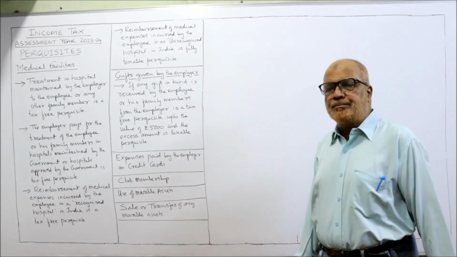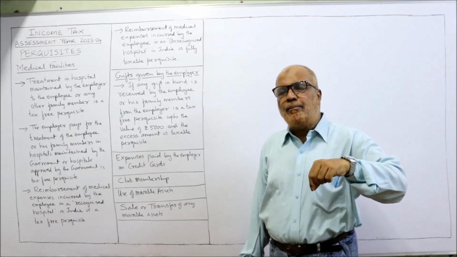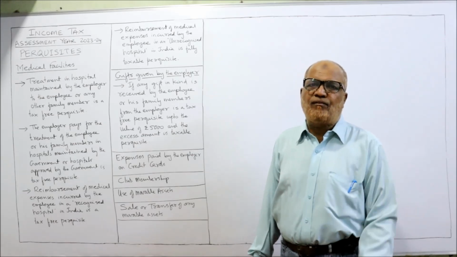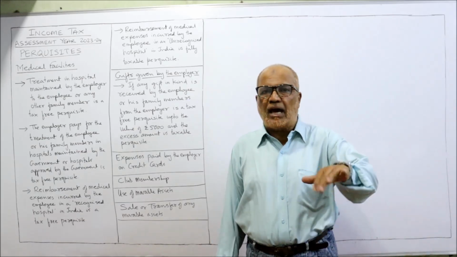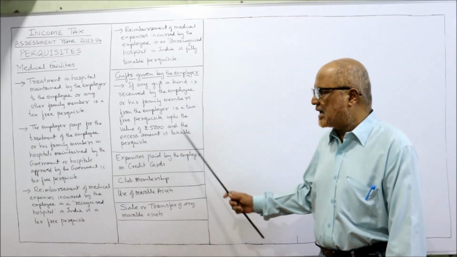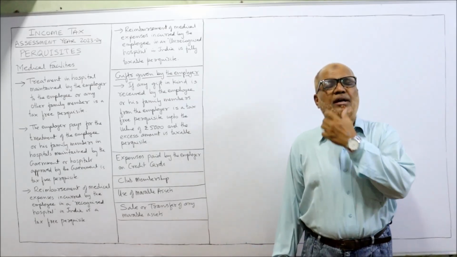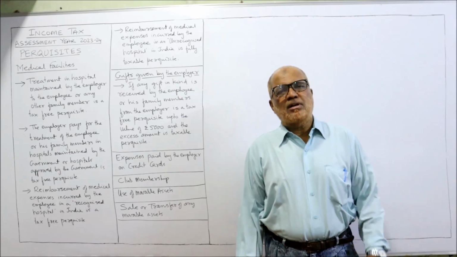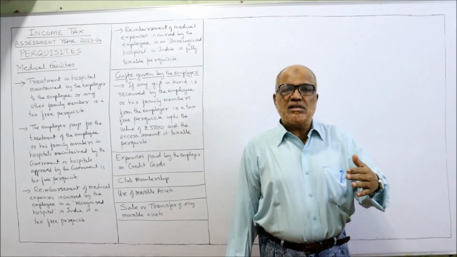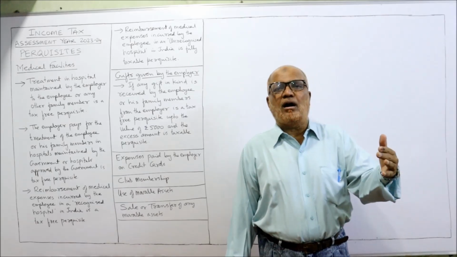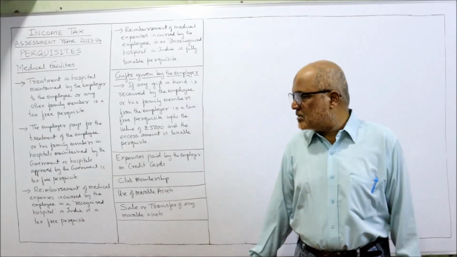Gifts given by the employer. If any gift is given in kind by the employer to the employee or their family member, a gift up to 5,000 rupees is exempted. The excess over 5,000 is taxable. Similarly, expenses paid by the employer on a credit card. Sometimes a credit card is maintained by the employee, but the expenses incurred on the credit card are paid by the employer. Again, it's a taxable perquisite.